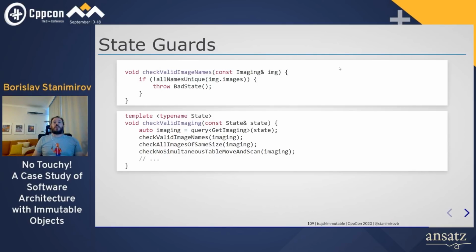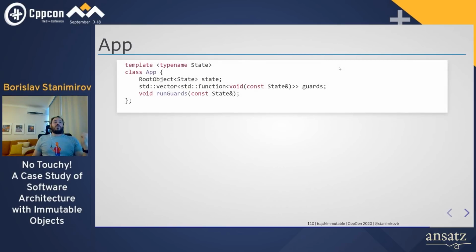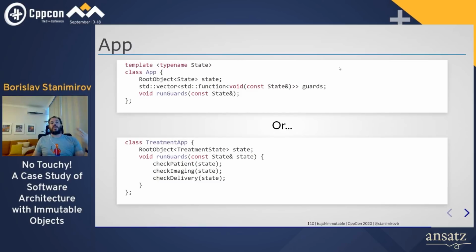We can have overarching state guards which take care of a lot of other smaller state guards, and any one of those can throw an exception. We can check if the imaging is valid, all images are valid, all images are the same size, and stuff like that. So this leads us to an app, basically. What we call an app is something that has a state and a bunch of state guards with it. We can create it like this if we want to compose with some kind of type-erased state guards, or we can create a concrete application like this, like a treatment application, which checks the patient, the imaging, the delivery, and every other thing inside of the patient.